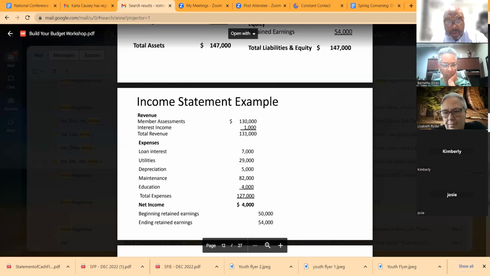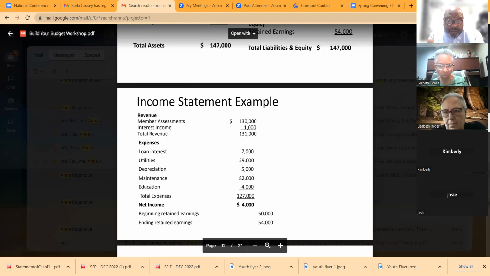All right, so the beginning retained earnings is the earnings that you have carried over from a previous year into this year. So say that in 2022 you balanced out, and after you paid all your expenses, you had left over, say, $20,000.